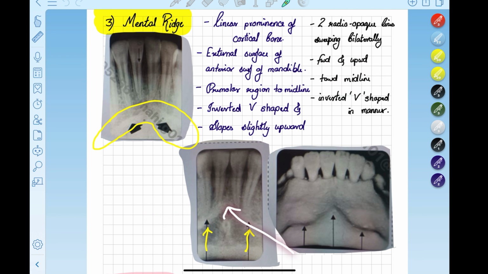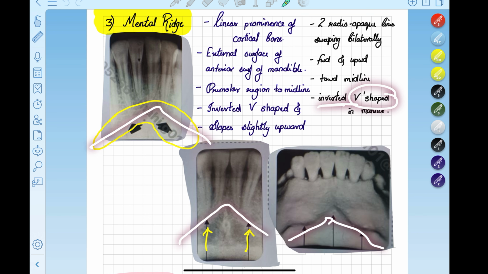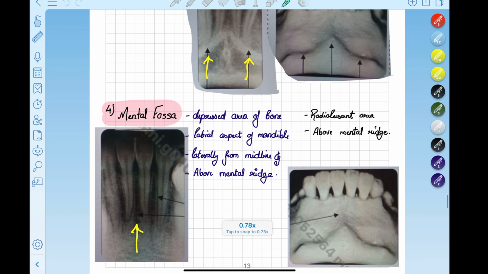Towards the midline. The V's apex is towards the midline. It appears in an inverted V-shaped manner. As we can see, inverted V, forward and upward. This was about the mental ridge.